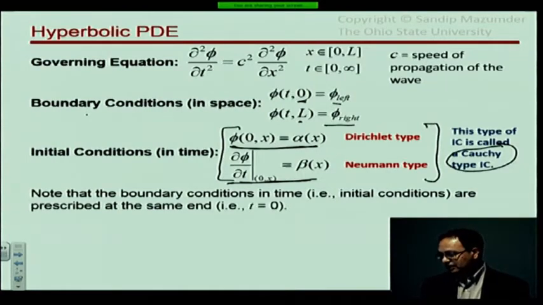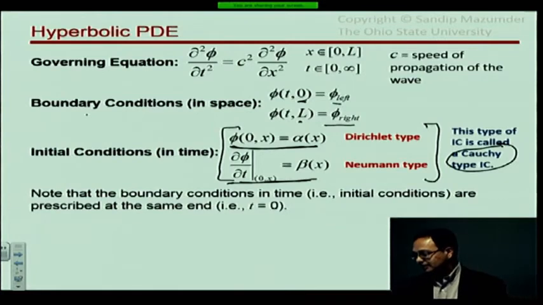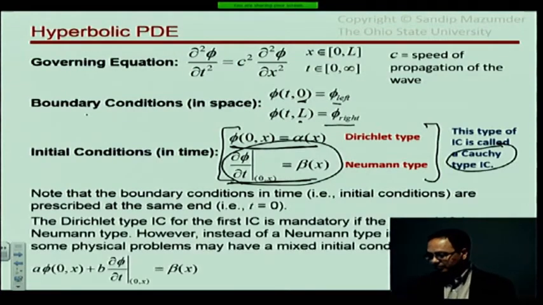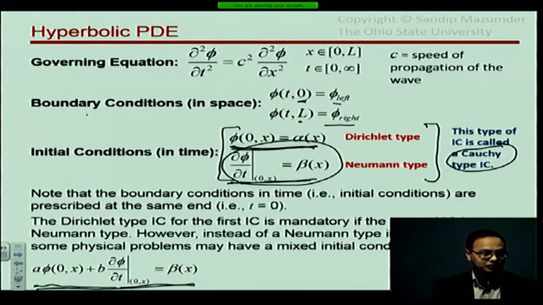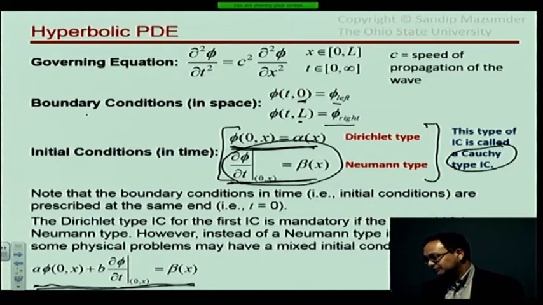Sometimes in some problems, instead of this second boundary condition of the Neumann type, you might encounter a mixed type like that, which is the Robin boundary condition. So you will have one Dirichlet condition and one of these conditions, which is a mixture of Dirichlet and Neumann, the Robin boundary condition. That can happen in some problems, but in most cases you will encounter something like this. Any questions?